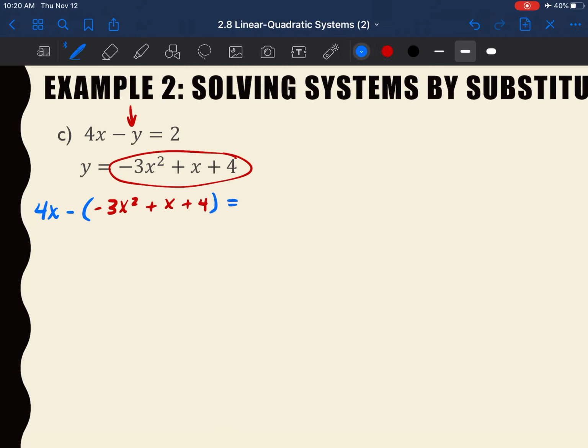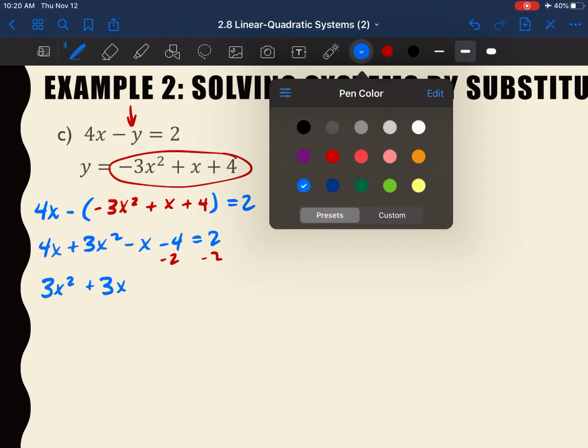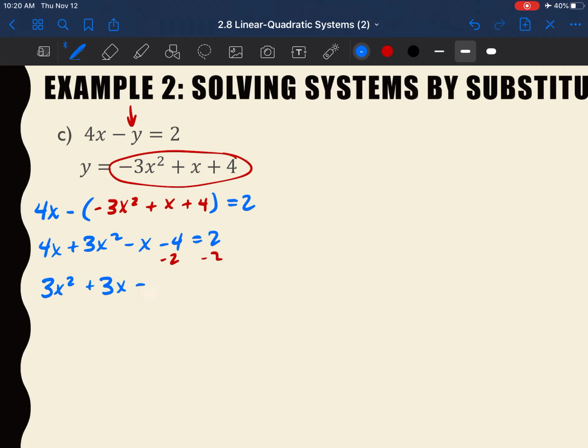And then equals 2. Again, distribute the negatives, so that'll be 4x plus 3x squared minus x, and then minus 4 equals 2. So combine the like terms. So the 4x minus x is going to be plus 3x. And I need to minus 2 on both sides anyways, so I'm just going to do that as well. So it looks like that would give me negative 6 equals 0.